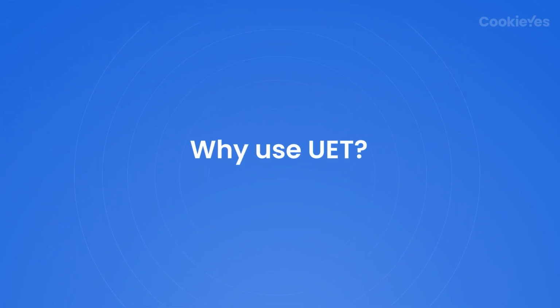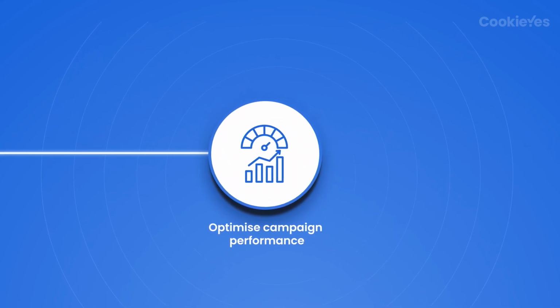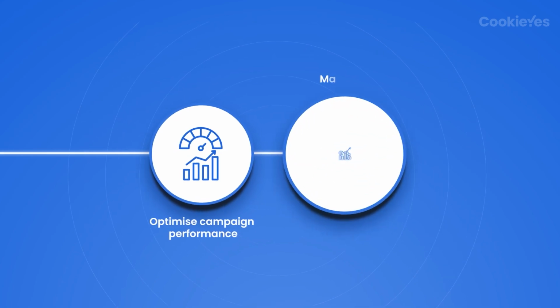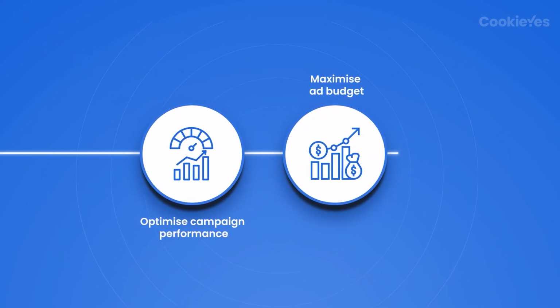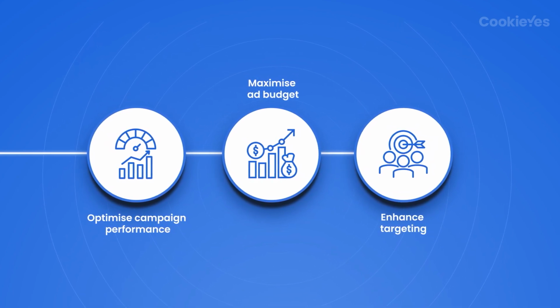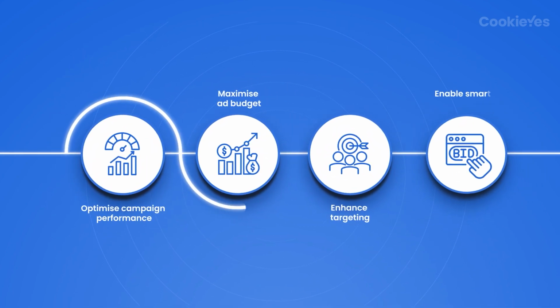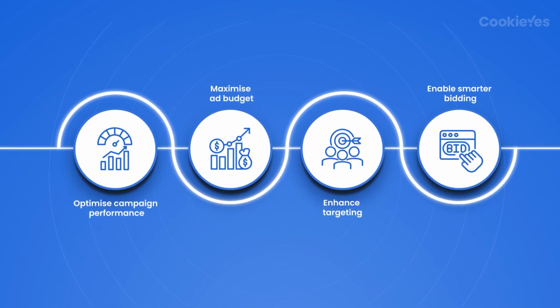UET helps advertisers get the most out of their campaigns by identifying which campaigns are performing well, so you can optimize your strategy, maximizing your ad budget by focusing on what drives results, enabling you to retarget visitors who didn't convert for higher future engagement, unlocking advanced bidding strategies to help you achieve your goals efficiently.